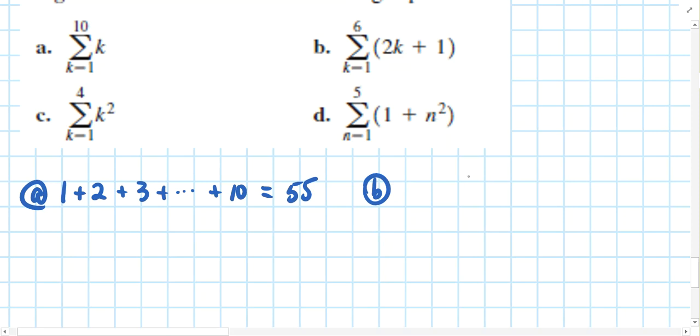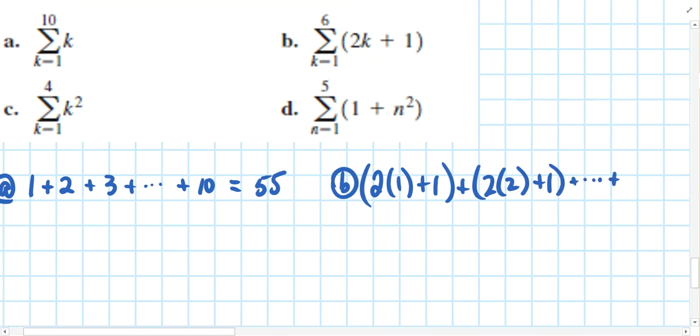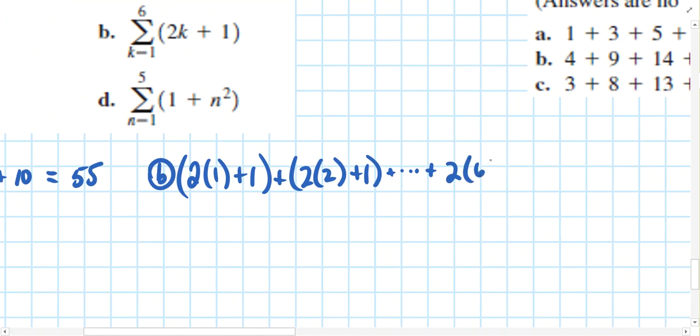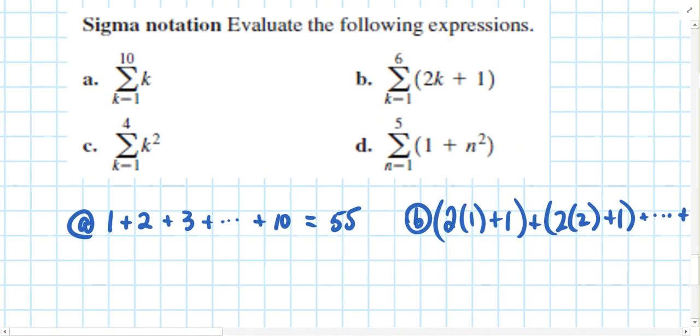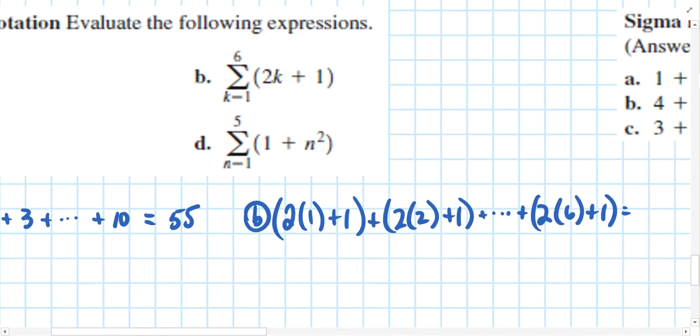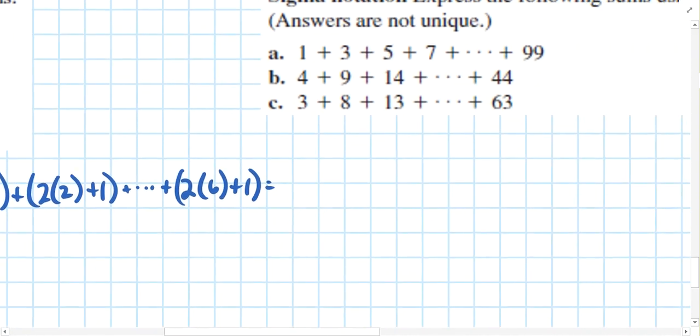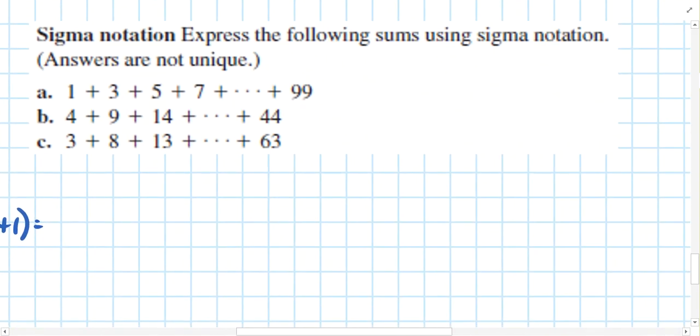If I'm trying to sum part B, I need to find 2 times 1 plus 1, that's my first entry, plus 2 times 2 plus 1, all the way up to 2 times 6 plus 1, and so on. So hopefully that makes a little bit more sense to you. We don't have to use k as our index of summation. We can use n. Sometimes we use i or even j, but that's the process for finding sums using sigma notation.